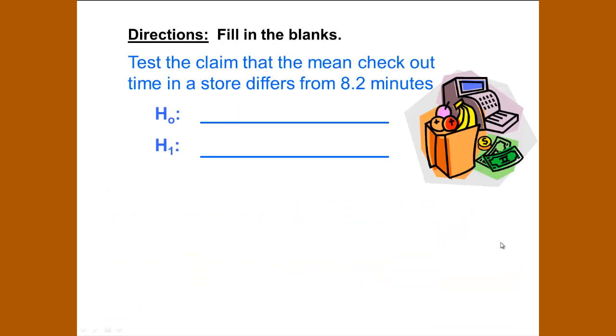Let's try another one. Test the claim that the mean checkout time in a store differs from 8.2 minutes. Notice that word differs. That means not equal to. We could have said "is not 8.2," but differs is another form of that. It simply means that the mean is not equal to 8.2 minutes. So that gives us the null equaling 8.2 minutes.